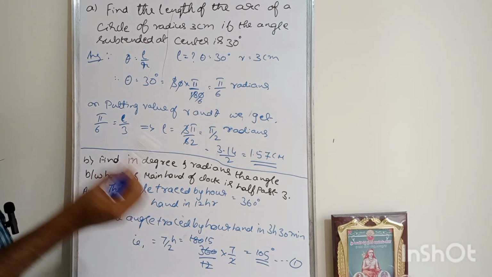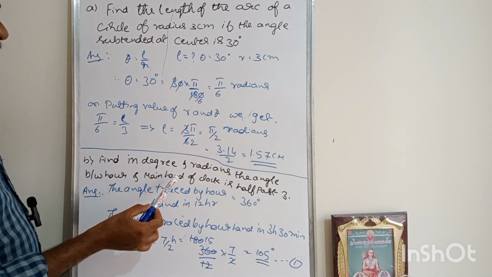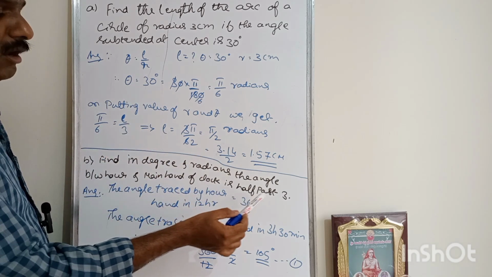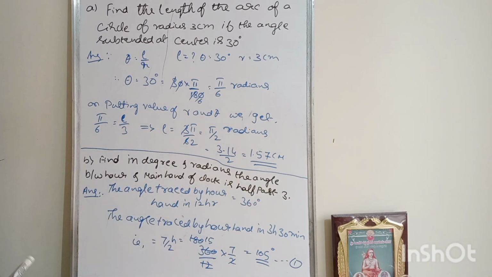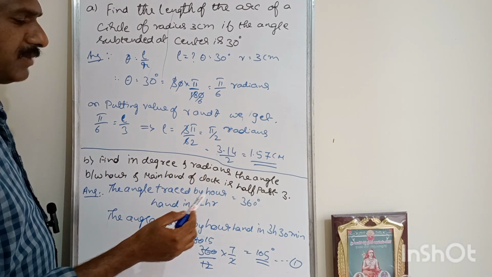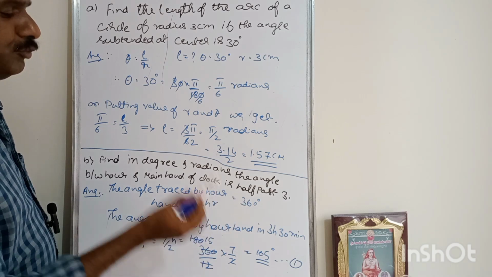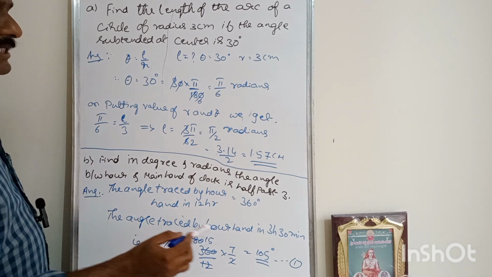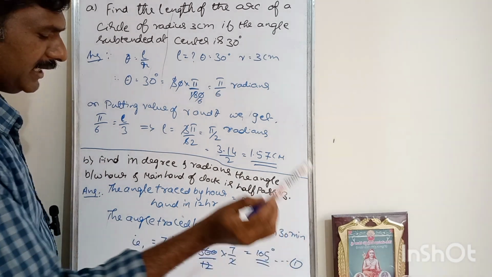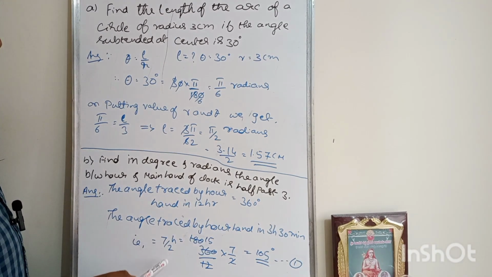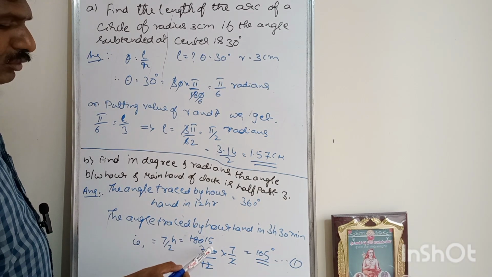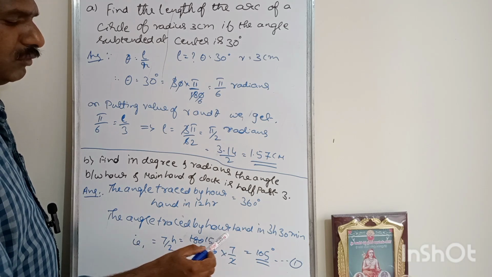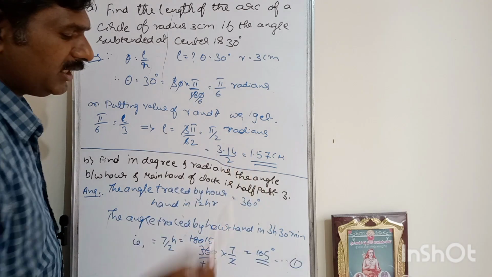Then we move to the second problem. Find in degrees and radians the angle between the hour hand and minute hand of a clock at half past 3. The angle traced by the hour hand in 12 hours is 360 degrees. Therefore, the angle traced by the hour hand in 3 hours 30 minutes, that is 7 by 2 hours, is equal to 360 by 12 into 7 by 2. 2 ones are 2, 12 ones are 12, 180 divided by 12 is 15. 15 sevens are 105 degrees.